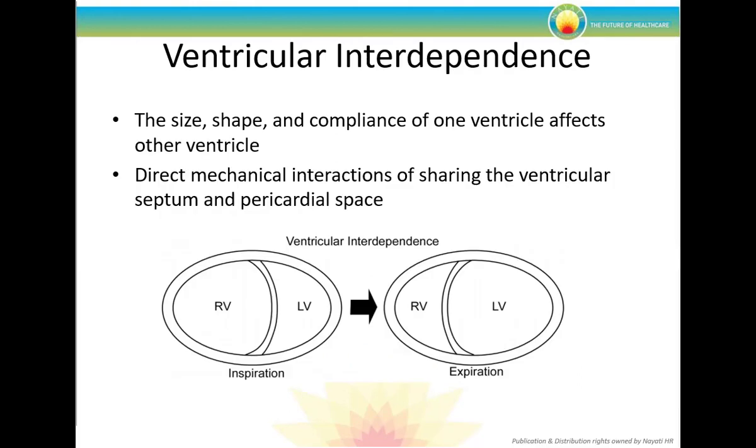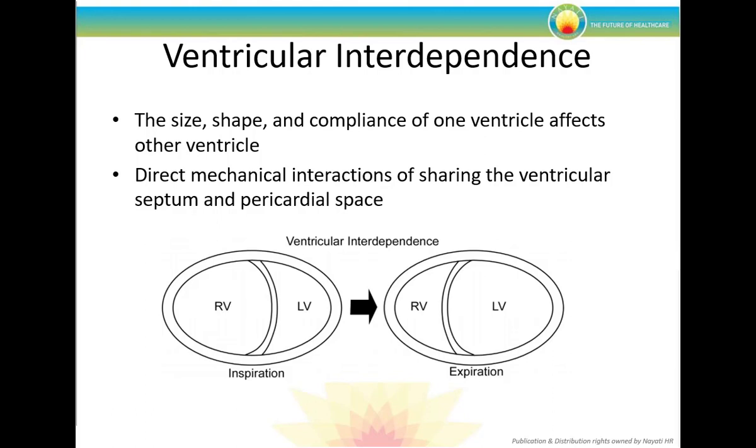Next, moving on to the topic called ventricular interdependence. Since the right ventricle and the left ventricle are enclosed in a pericardium and they also share the septum, because of this anatomical feature, both of the ventricles are dependent on each other. The size, shape and compliance of one ventricle affects the other ventricle.